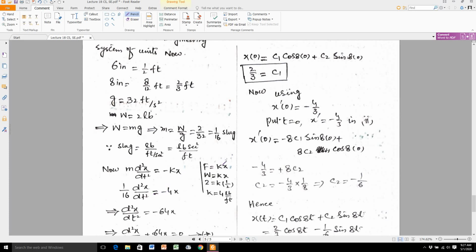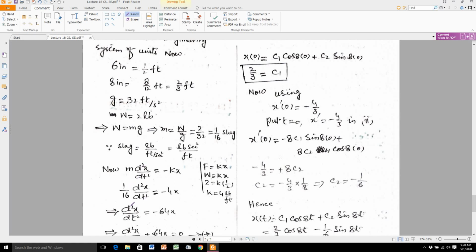is equal to... here f is equal to kx, and you know that f is equal to weight, so w is equal to kx, and the value of w is equal to 2 into k. Initially, the body is released from 6 inches. So in the place of x I am writing here 1 over 2. When I simplify this, k is equal to 4 pound per feet. This 1 over 2 is equal to 6 inches.